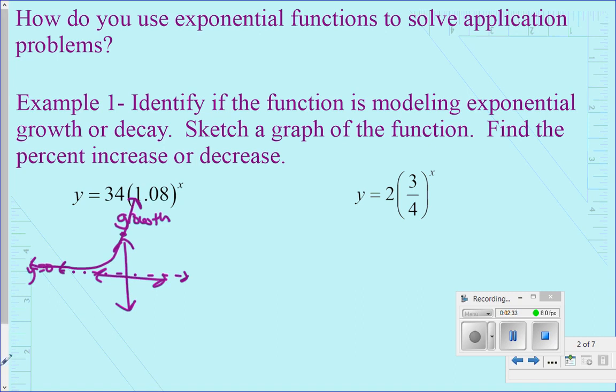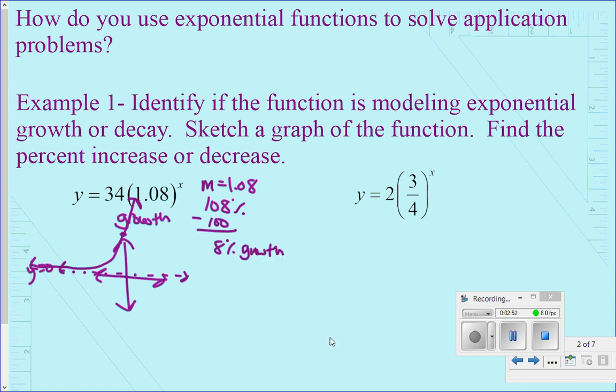Find the percent increase. Well, 1.08 for the multiplier means 108%. That's not the answer, though, because I need to know how much more than 100% it is. So I have to subtract the 100, which gives me 8% growth or increase.